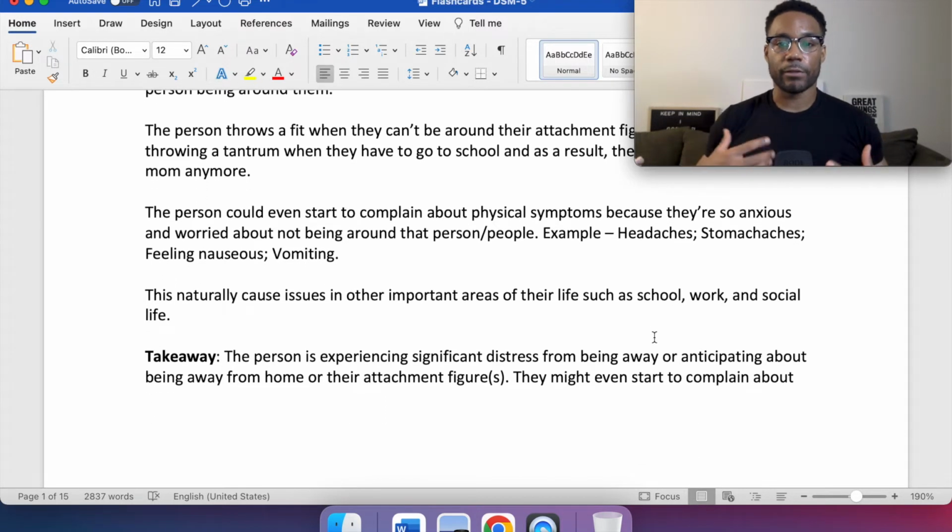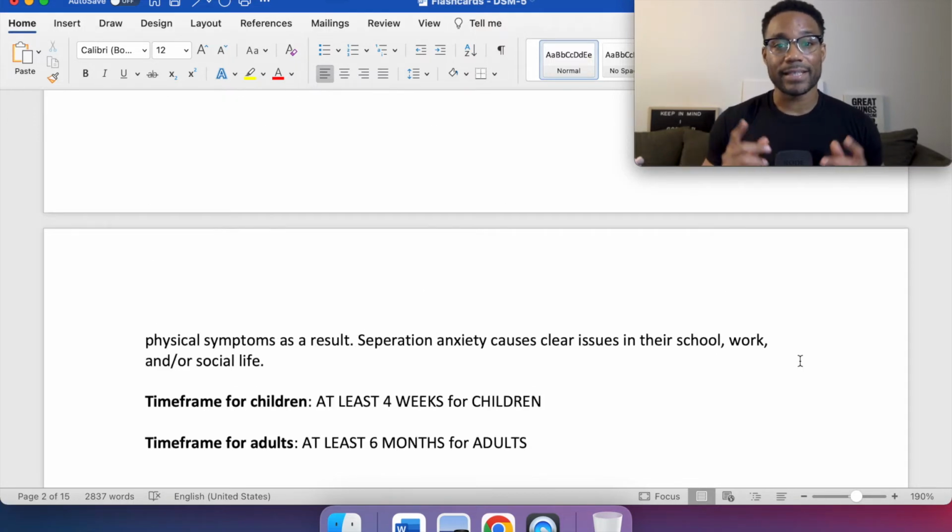And they could develop those physical symptoms, like we're saying here: headaches, stomach aches, feeling nauseous, vomiting, because their body's responding to that mental distress going on of like, man, I'm not going to be around these people that they have that attachment to. And the time frame for children is at least 4 weeks, and for adults, at least 6 months.